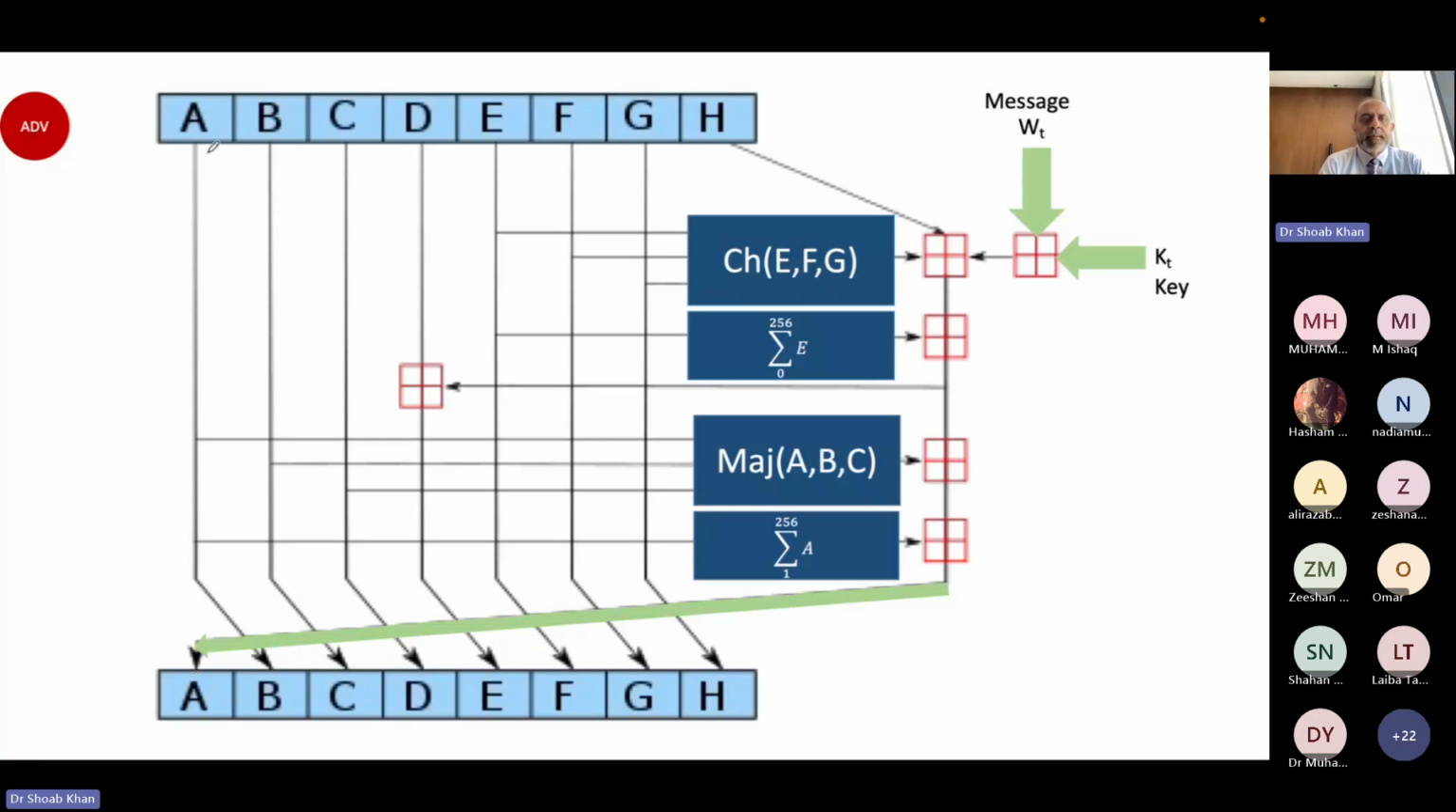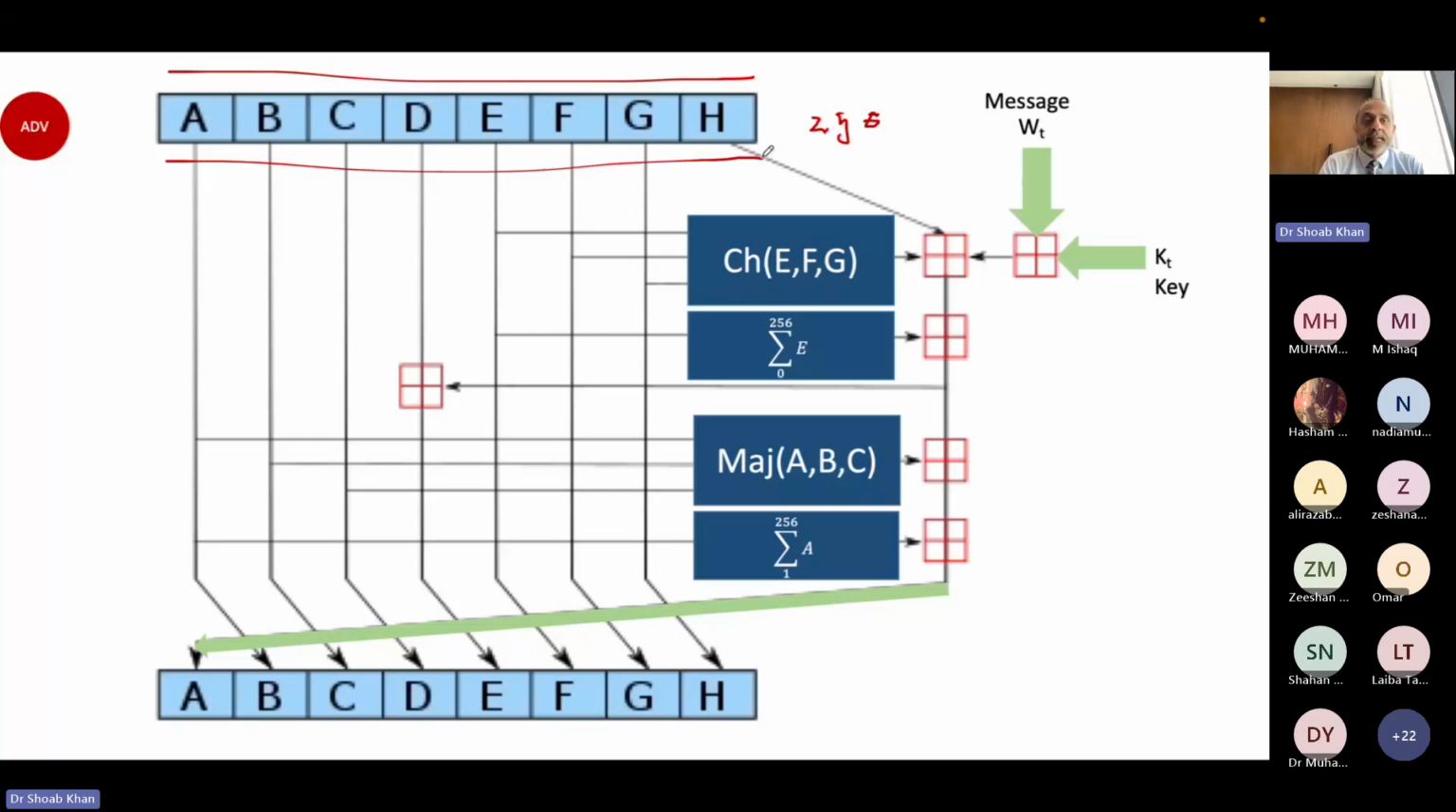So here are 8 32-bit words. That's why it is called hash 256. So these 8 into 32 is 256. So this is hash 256. So you need to instantiate 8 32-bit registers. You need to name them A, B, C, D, E, F, G, and H. Okay, so 8 of them.